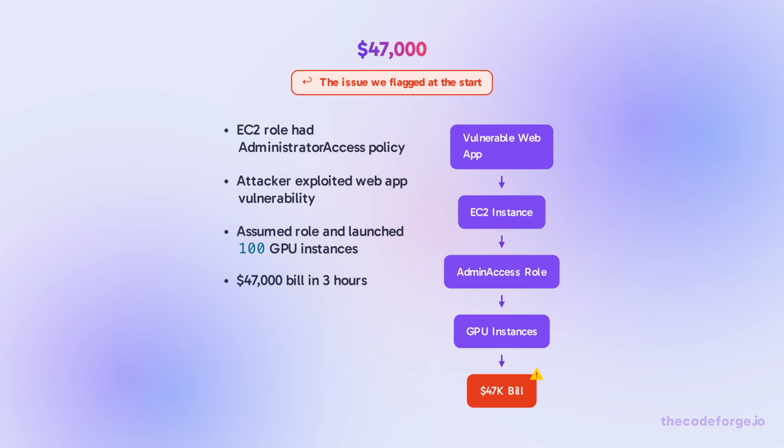This is the same issue we highlighted at the start. Here's exactly why that happened. The team attached administrator access to an Elastic Compute Cloud role for convenience. An attacker found a vulnerability in the web app running on that instance, used the metadata service to get the role's credentials, assumed the role, and launched 100 GPU instances for cryptocurrency mining. In 3 hours, the bill hit $47,000.